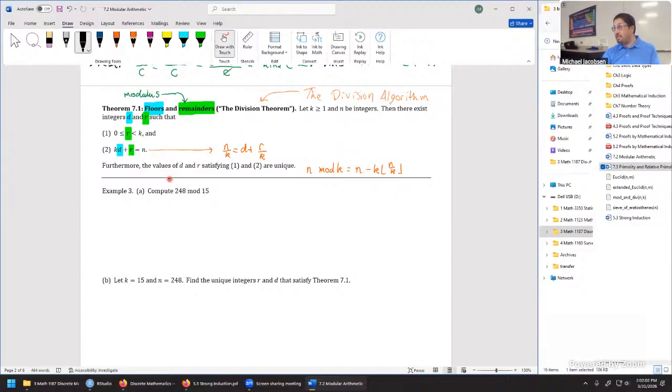So if we take 248 mod 15, some of you might already have the answer, but let me work it out through first principles. 248 mod 15 means take 248 minus 15 times the floor of 248 fifteenths. This is a floors and remainders theorem, so there's some value in actually working this out. There's where the floor is in the division algorithm.